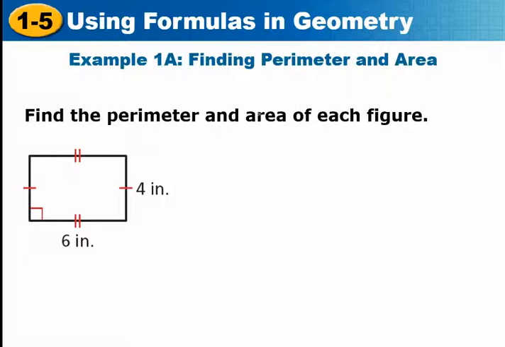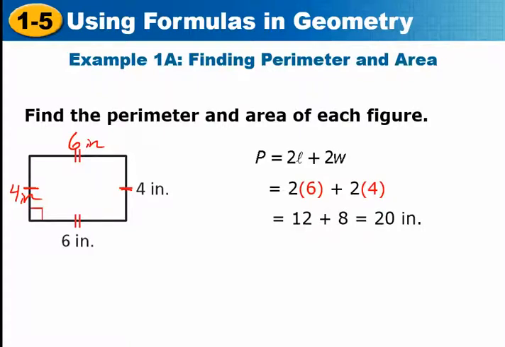See the congruent marks on here? We've got 4 on this side, and this side are congruent, so we know that this is also 4. We know that this is also 6. I would fill those in to start with. The perimeter is 2 times L plus 2 times W, or you can just add them all up. Either way, you should get 20 inches for that one.